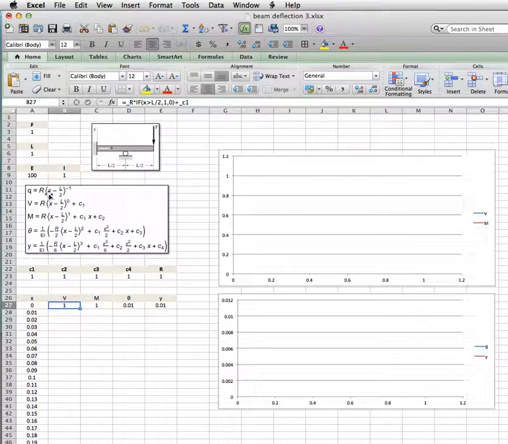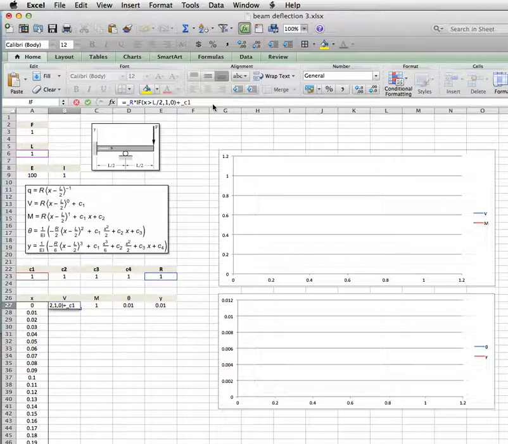When I integrate that, I'm going to get r times (x minus L over 2) to the 0 plus a constant, and then we get it raised to the 1 plus that. When I want to get the slope, I divide by EI and then integrate, so I get the x squared over 2, and integrate one more time, we get the deflection, so we've got that x cubed over 6 there, plus these constants here. So I need to translate those into Excel formulas.